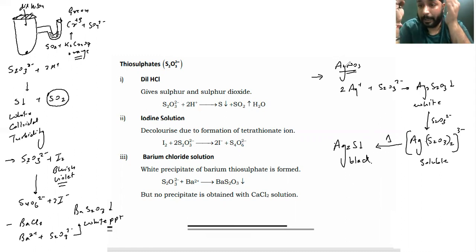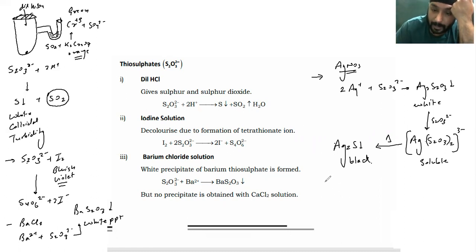If you put Ag plus in limited amount or in excess, it doesn't matter. Put Ag plus, I'll be getting a white PPT, and put extra thiosulfate. What will happen? It'll get dissolved to form a complex. And after it gets dissolved to form a complex, either you keep it like that or you heat it, I'll be getting Ag2S, or you add extra AgNO3, I'll be getting Ag2S over there.